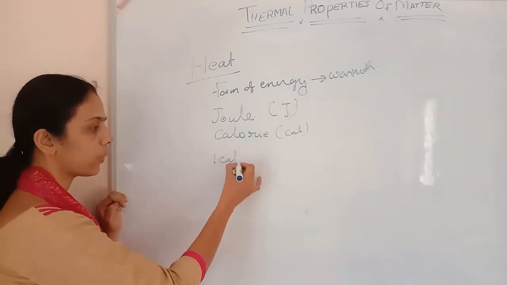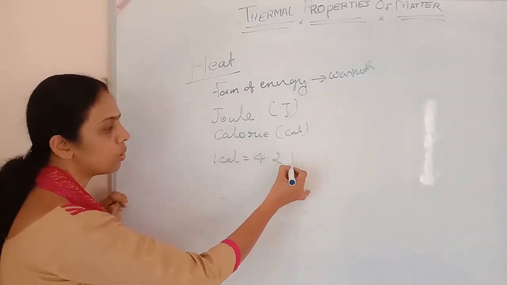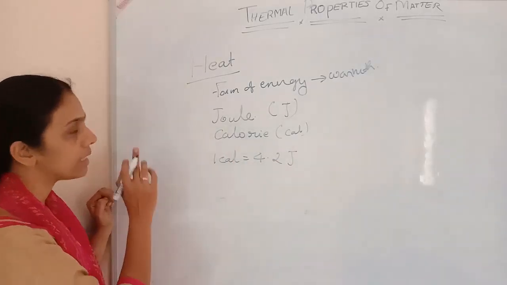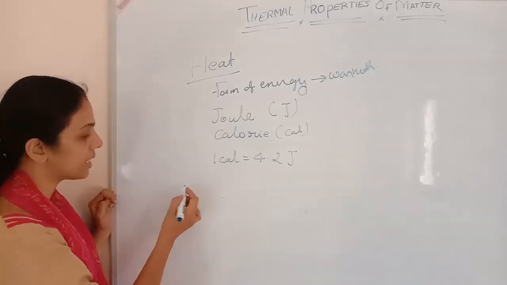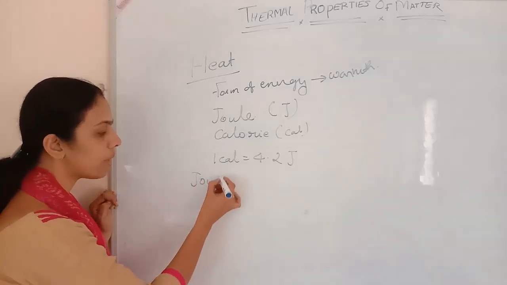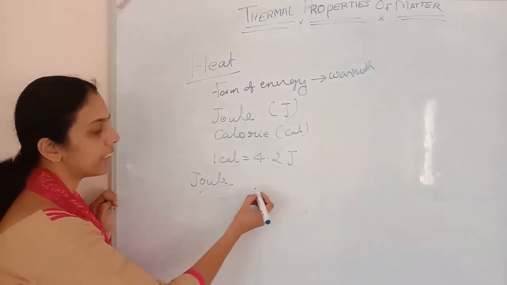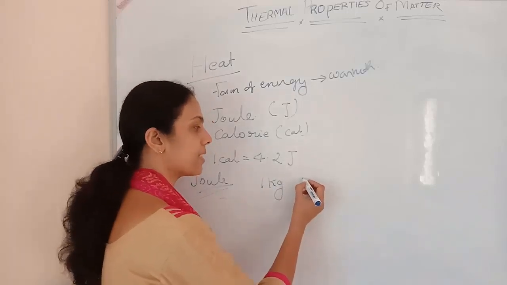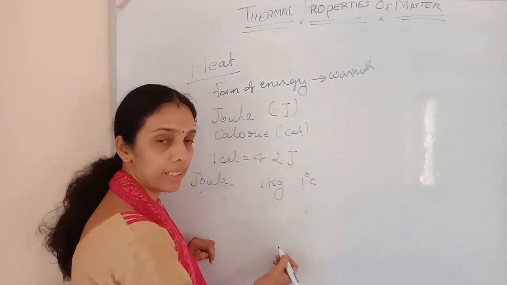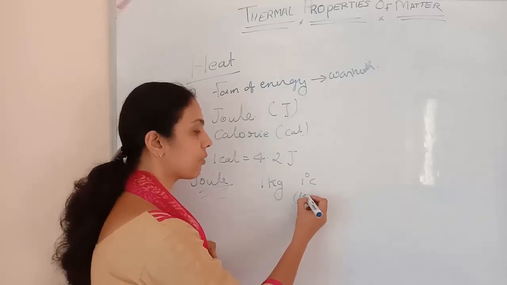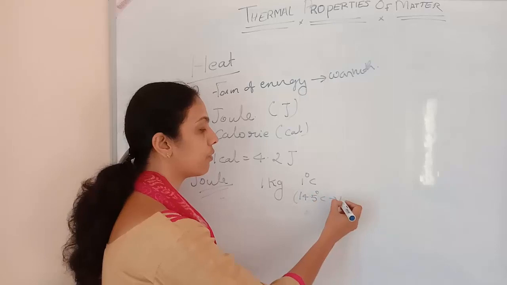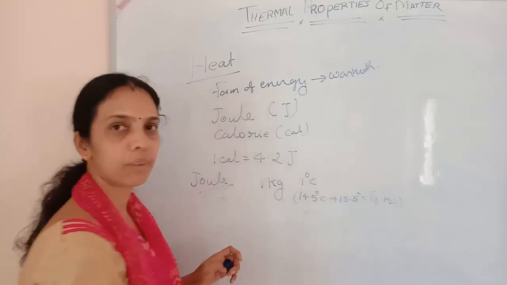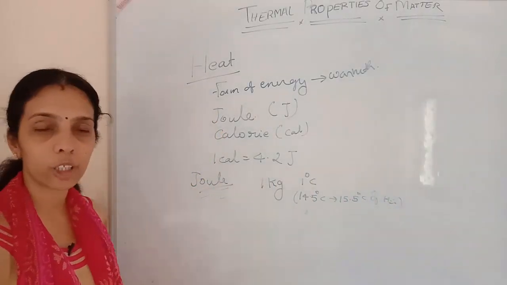1 calorie equals 4.2 joule. So how can we define the unit of heat energy? The unit of heat energy is joule. How will we define joule? If I am considering 1 kilogram of mass and raising its temperature by 1 degree Celsius, usually from 14.5 degrees Celsius to 15.5 degrees Celsius of water, that is the standard thing we are considering, but you can say it is 1 kilogram of substance.